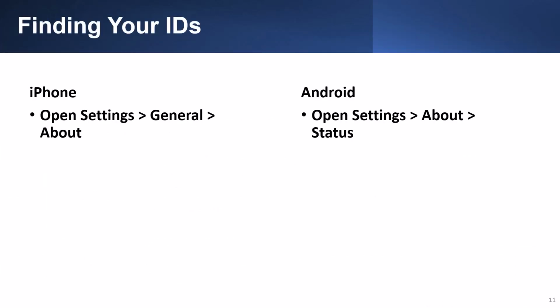To find your IDs on an Apple iPhone, open Settings and click General, About. To find your IDs on Android phones, open Settings, About, Status.